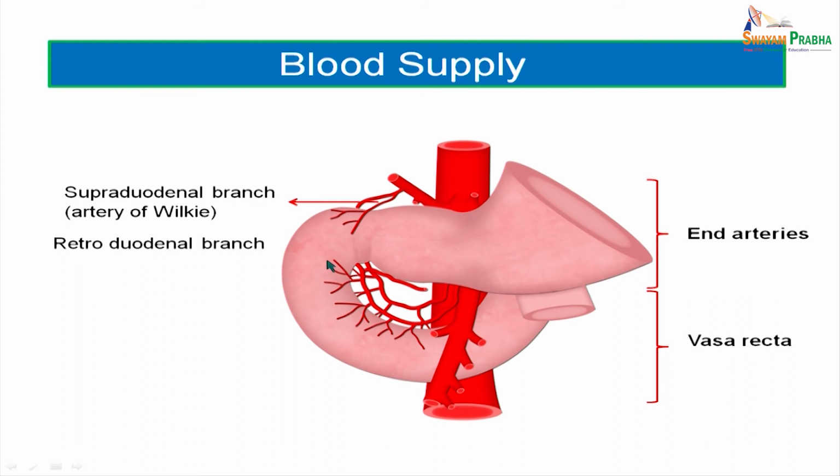Now, the inferior aspect of the duodenum is usually supplied by the infraduodenal branch, which comes from the right gastroepiploic artery. All these 3 arteries which are supplying the first part are end arteries. So, any constriction will lead to ischemia, which can lead to denudation of the mucosa, which results in ulceration.